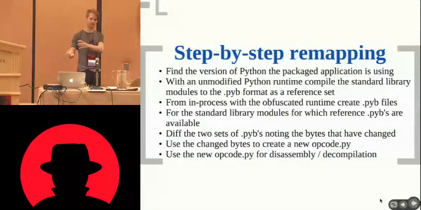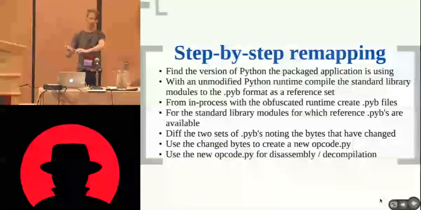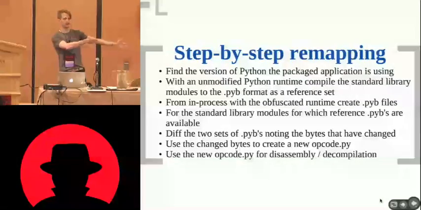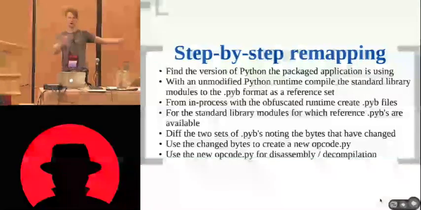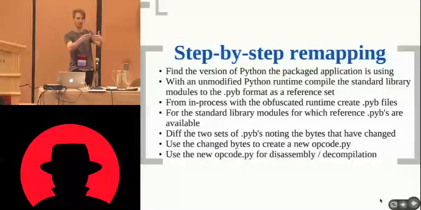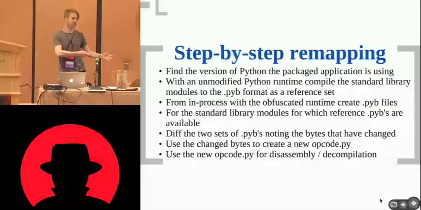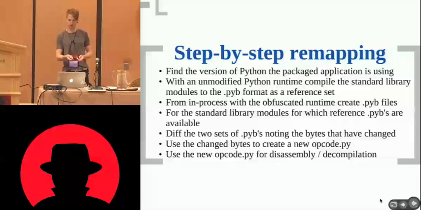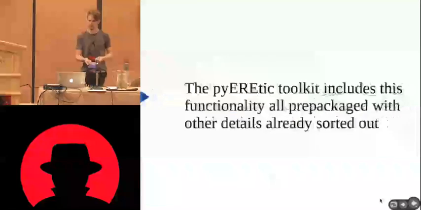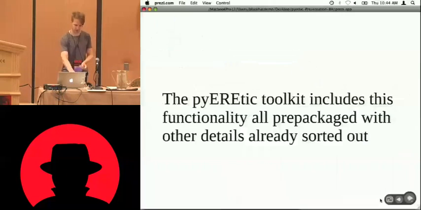Standard library Python, generate our PYBs, which are just these concatenated raw code objects. And then from the obfuscated Python, do the same thing for all of the standard library objects that they've got available, and then essentially diff those two, build up a new opcode map, then use that opcode map in your disassembly and decompilation. So it's a few steps, and I'll show you the example in a second, because obviously it's packaged in. So pray to the demo gods.